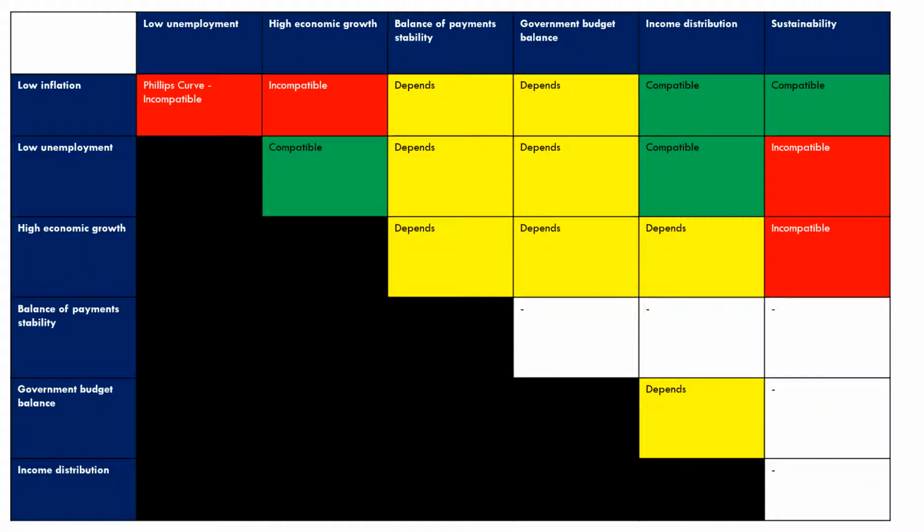So in summary, this is a nice depiction of whether the objectives are easy to achieve at the same time, they're compatible in green, whether it's difficult for governments to achieve them at the same time, in which they're red. The ones in yellow, it depends on what exactly is happening within the economy as to whether both these objectives can be achieved at the same time.